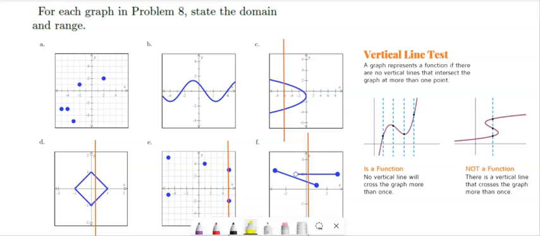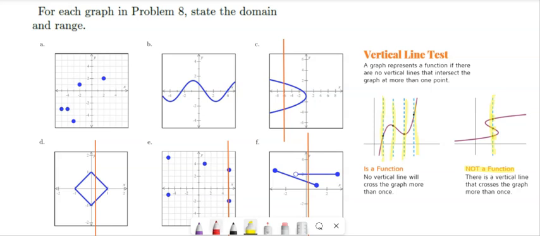As you can notice here, a graph is not representing a function if there is one vertical line that intersects the graph in more than one point. So here it is intersecting in 3 points, so this is not representing a function, right? However, if we cannot find any vertical line that intersects the graph more than once, then this graph could be representing a function.